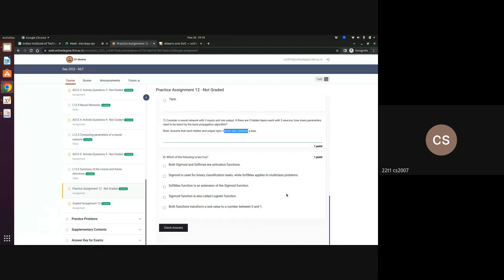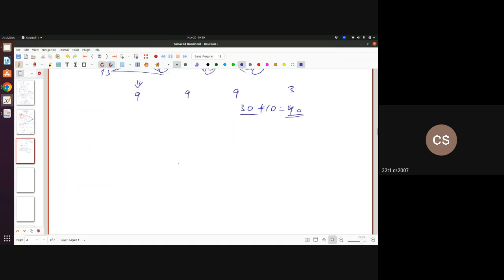Okay. So this question is on sigmoid and softmax. So sigmoid, you are aware of, right? Sigmoid function, 1 over 1 plus e to the minus z, right? Sigma of z is equal to this. And it gives you values between 0 and 1, right? Between 0 and 1.